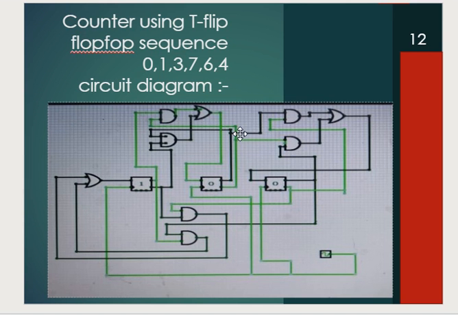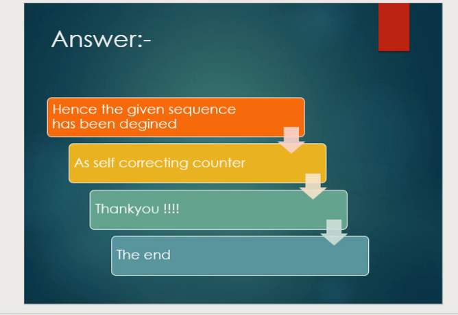After getting these equations, we can easily derive our counter. As you can see on the screen, this circuit is here, and we have three T-type flip-flops, because the number of bits we are going to use is 3, so that's why we use 3 flip-flops in the counter. This is the whole circuit of the counter, and I have used an OR gate and an AND gate. That's all I used. The clock is simultaneously given to all of the flip-flops, which is what we do in synchronous counters. Alright, so I think we are done with our answer, and let us finalize it. Hence the given sequence has been designed as a self-correcting counter.